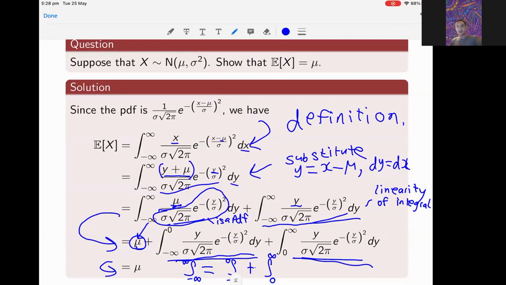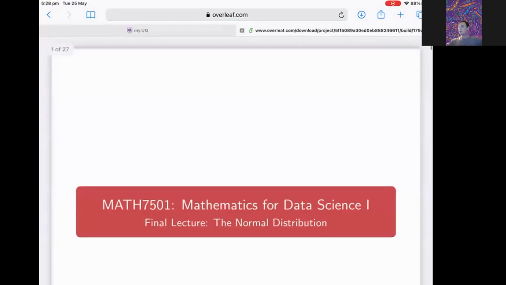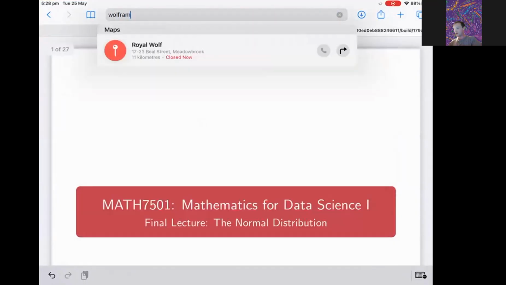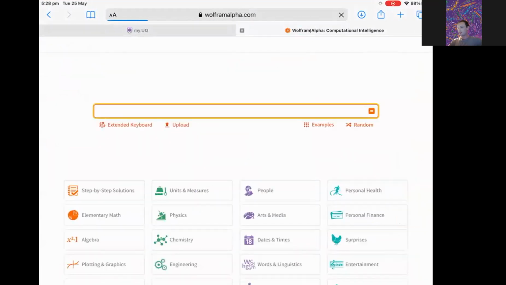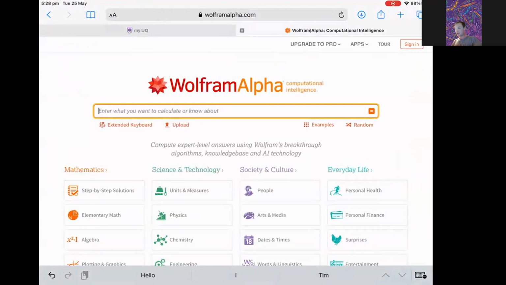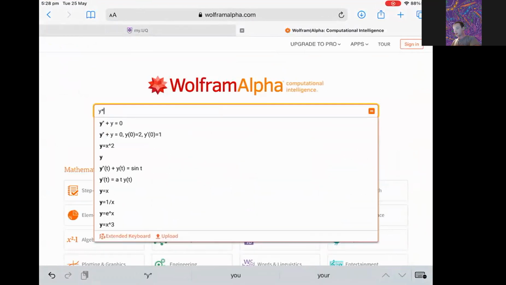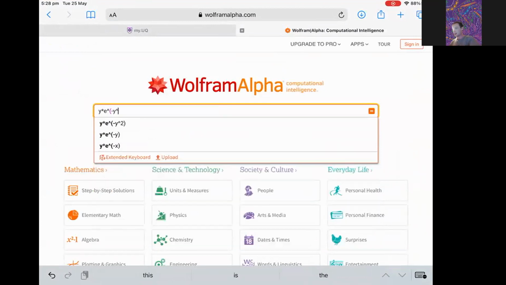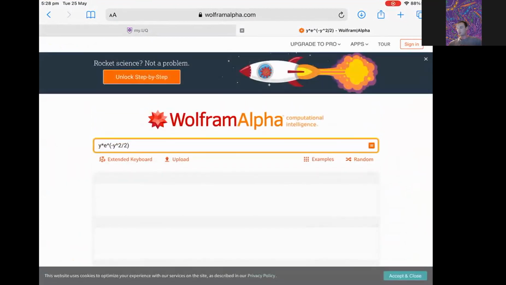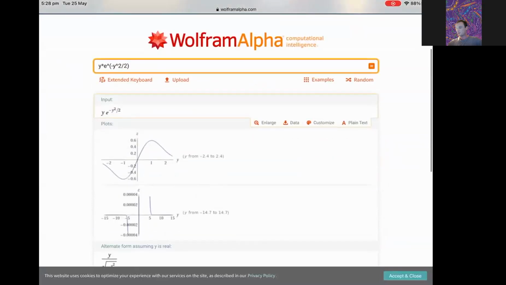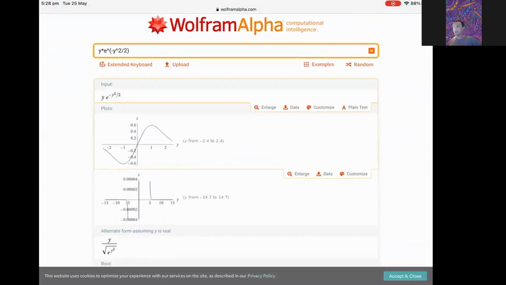And I thought I might quickly jump to Wolfram Alpha to show you why. Of course, Wolfram Alpha is the baby version of Mathematica. If we look at the function we were just dealing with, we were looking at y times e to the minus y squared on 2 sigma squared. If we set sigma equals 1, for example, then we're trying to integrate this function here. But e to the minus y squared on 2 is an even function, whereas y is an odd function. And so the product of these 2 is going to be another odd function.